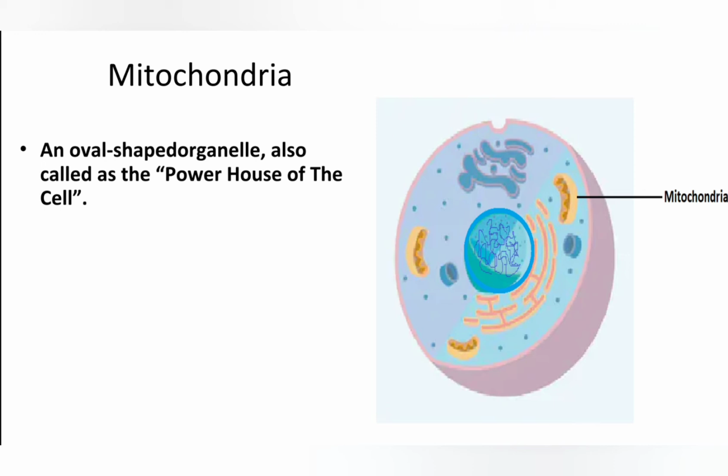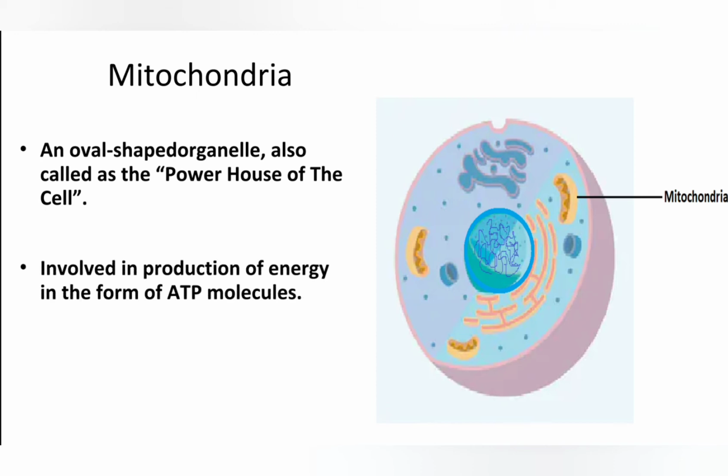The next cell organelle is mitochondria, and mitochondria is an oval-shaped organelle also called the powerhouse of the cell. What is a powerhouse? Powerhouse is involved in production of electricity. For your body to function properly, what is required? Energy is required. And what produces energy inside the cell? Mitochondria produces the energy. And this energy produced by mitochondria is in the form of ATP molecules.